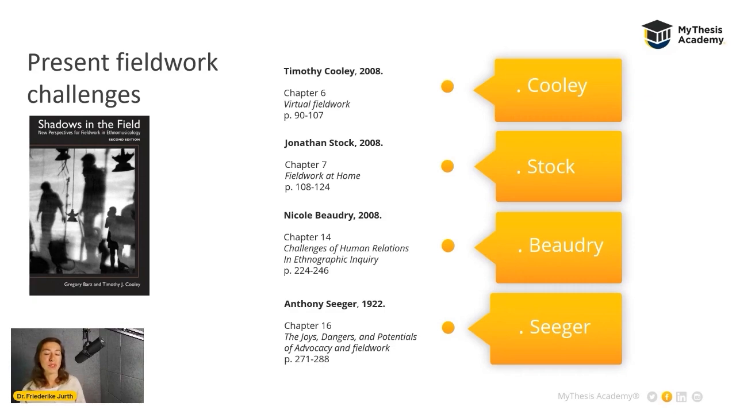Then we also have the question of the challenges of human relations in ethnographic inquiry. And we also have the text from Anthony Seeger, which is about the joys, dangers, and potentials of advocacy and fieldwork. So, related to every one of these selected chapters from Shadows in the Field, I provided some related questions, like in the examples of the fieldwork classics that I presented to you and that you can find in the related material of this module from the course.